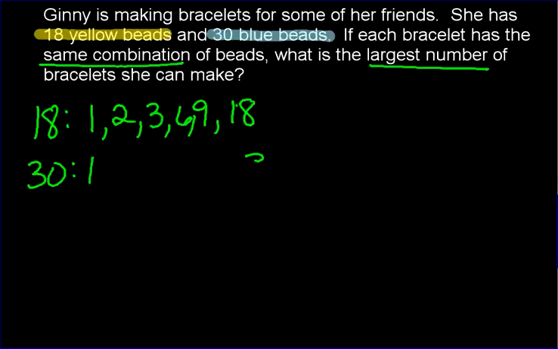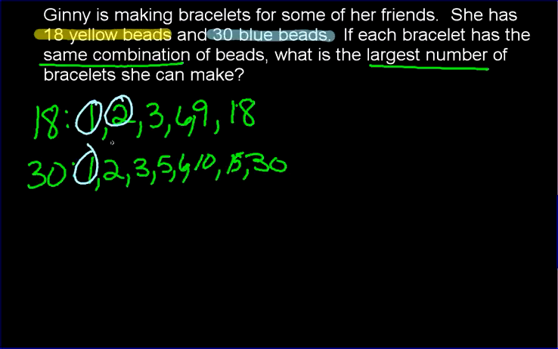1 and 30. 2 and 15. 3 and 10. 4 isn't a factor, but 5 is. 5 times 6. Okay, and we've met in the middle, so we know that that's all of our factors. So which factors do they have in common? That would be 1, 2, 3, and 6.